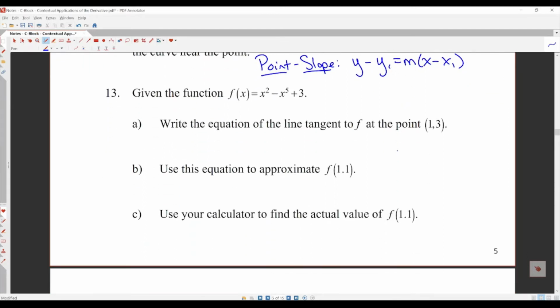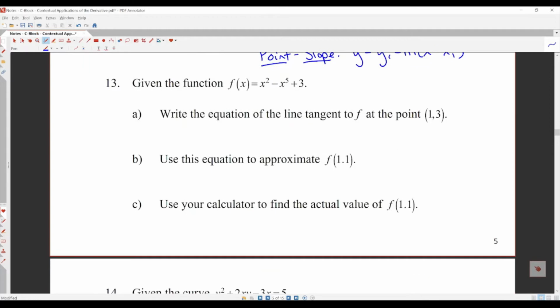Right. So number 13, given this function, f of x equals x squared minus x to the fifth plus 3, write the equation of the line tangent. Well, I have a point. I need the slope. The slope is the derivative. So I'm going to start off finding f prime of x. That's 2x minus 5x to the fourth. And now I want to evaluate f prime of 1, because 1 is the x coordinate of that point.